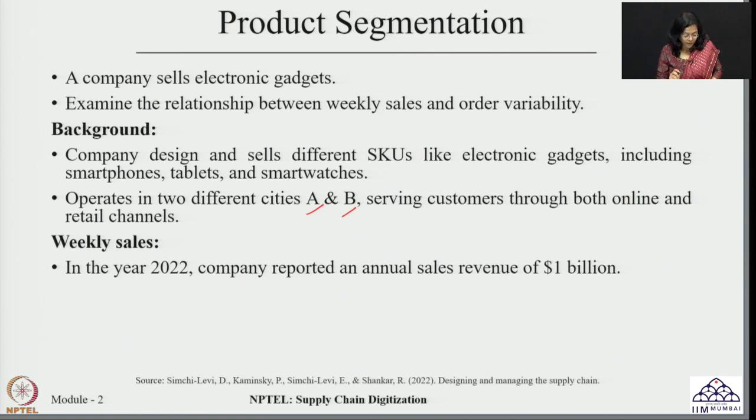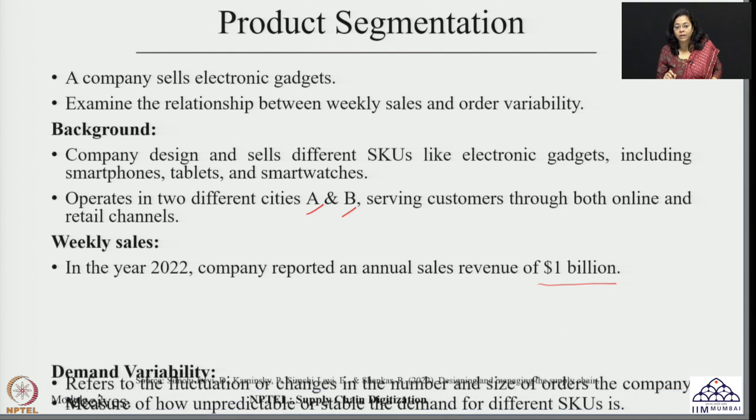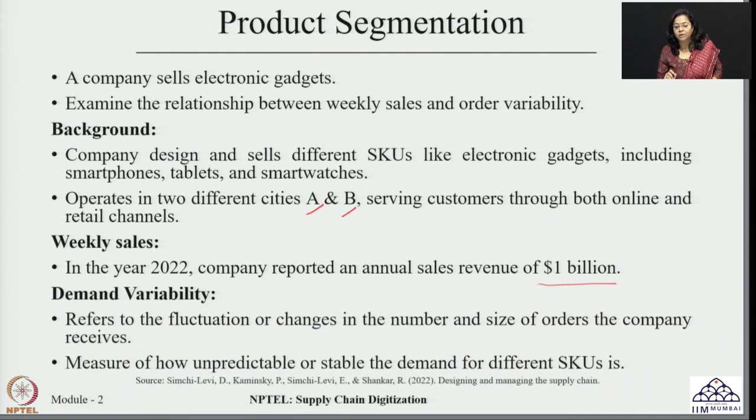Now talking about the weekly sales, the company has reported an annual sales revenue of $1 billion, which is the overall annual sales, but we also have the overall sales information on a weekly basis. So this is annual sales information.